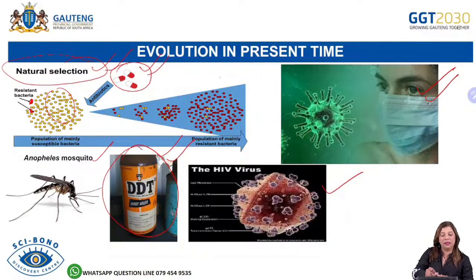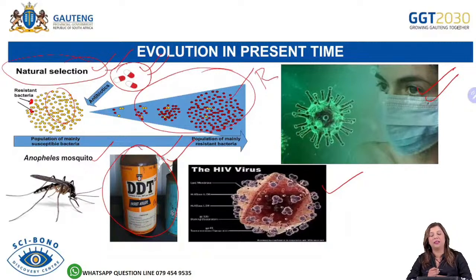And if you look at this second diagram here, you would see there's a lot more red structures than there are the susceptible bacteria, which means that what has happened is that they survived and they multiplied, and now the population is consisting of mainly resistant bacteria, as you can see there, mainly resistant bacteria. So this is what happens in the case of where we have resistant bacteria. So this is how evolution happens in our present times.